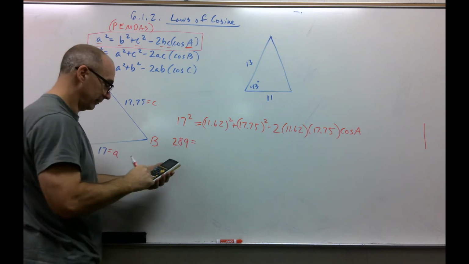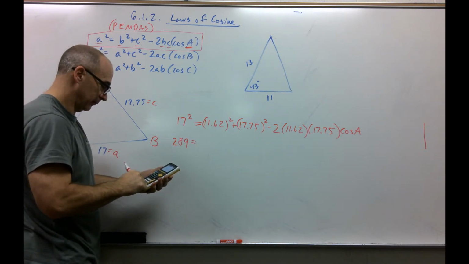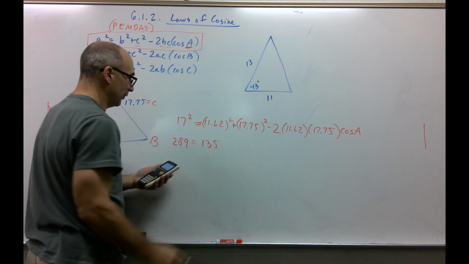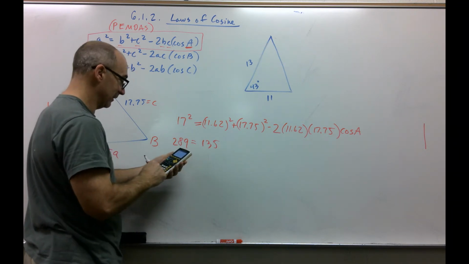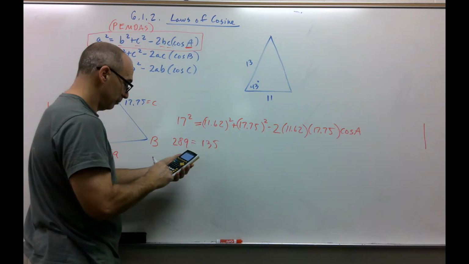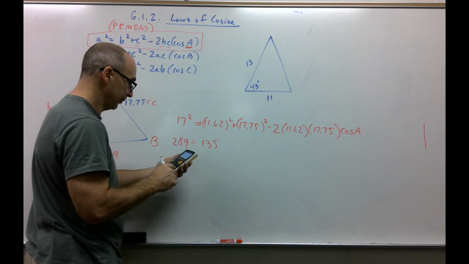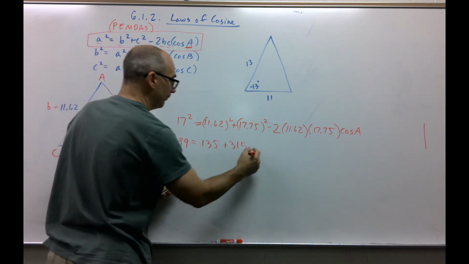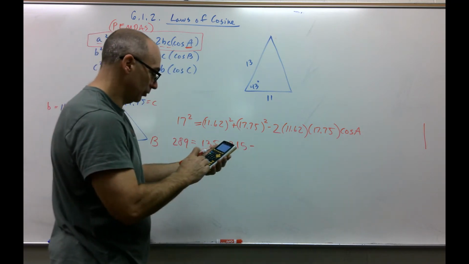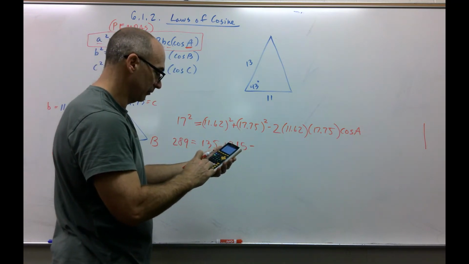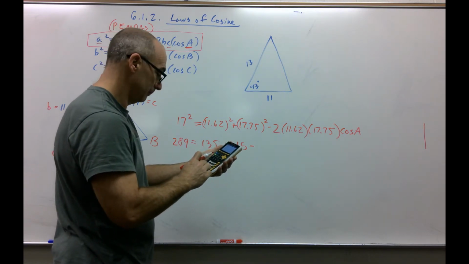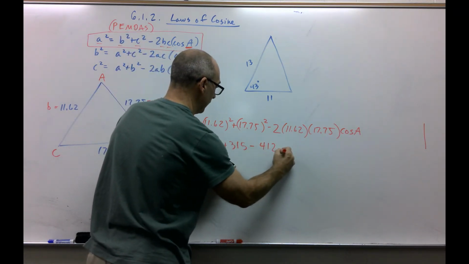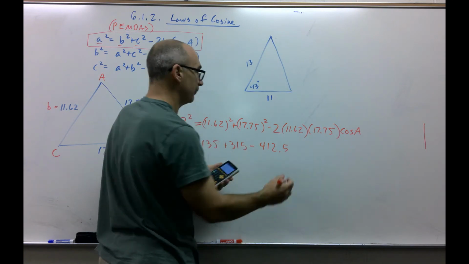289 equals 11.62 squared, 135. Basically right on the nose. It's 135.02. So let's just take that as a gift. Maybe they did that with all these. 17.75 squared, yeah, they did. 315.06. Look at that. All right. Minus, now I'm going to go 2 times 11.62 times 17.75. All right, 412.5. I'm going to round that just a little bit. 412.5 cosine of A.